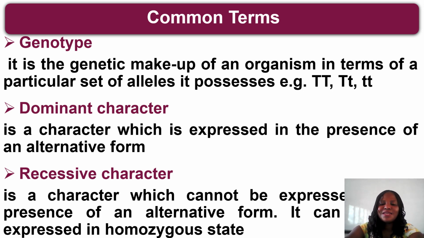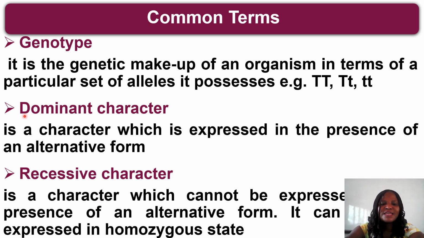Now let's look at the next term, which is genotype. When we talk about genotype, we can say that it's the genetic makeup of an organism in terms of the particular set of alleles it possesses. So for example, we have capital T capital T to be homozygote dominant. We have capital T small t to be heterozygote. Then small t small t being the homozygote recessive.